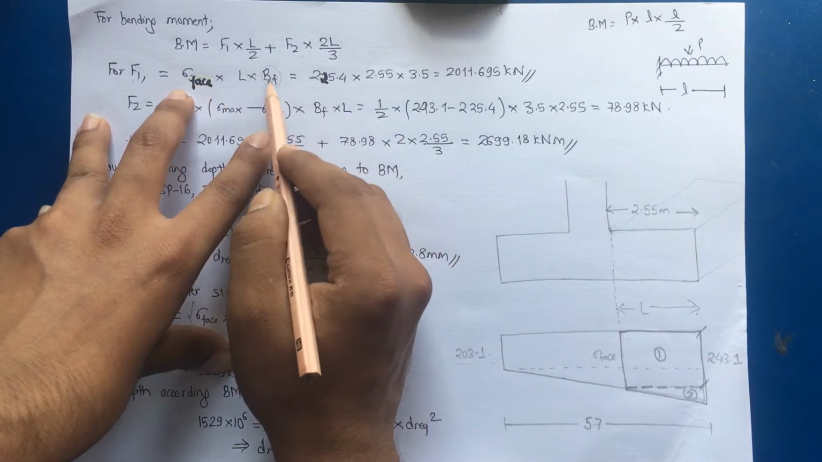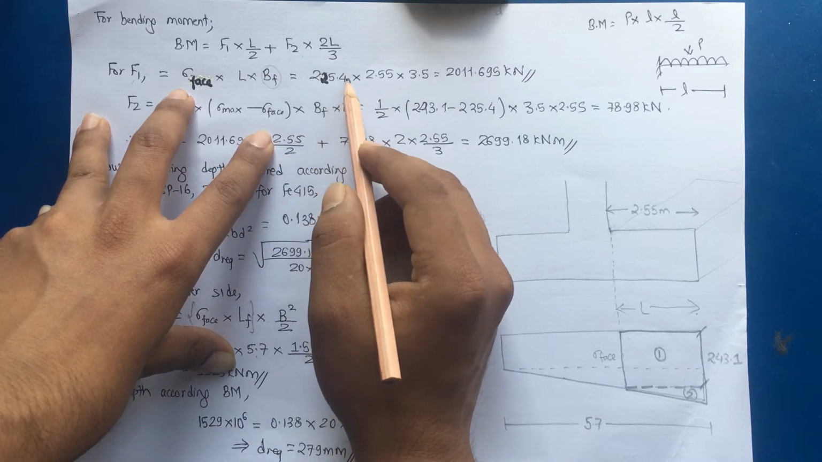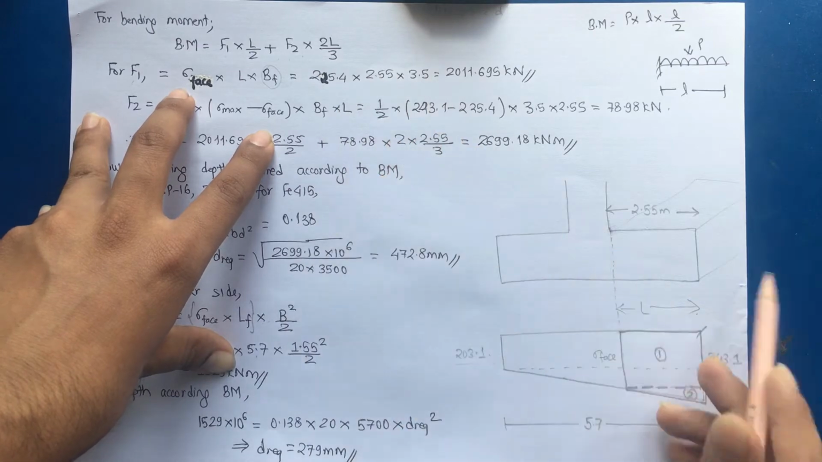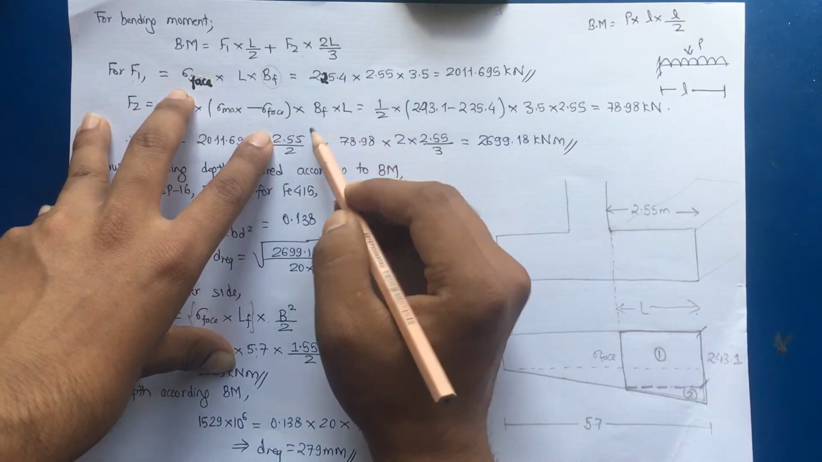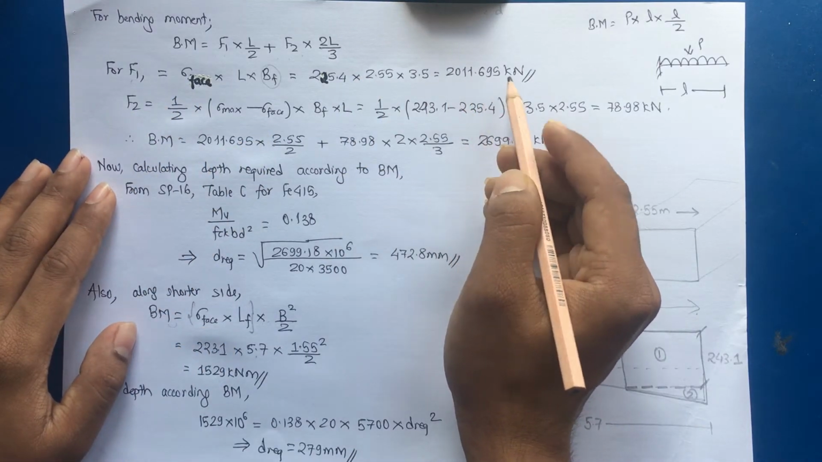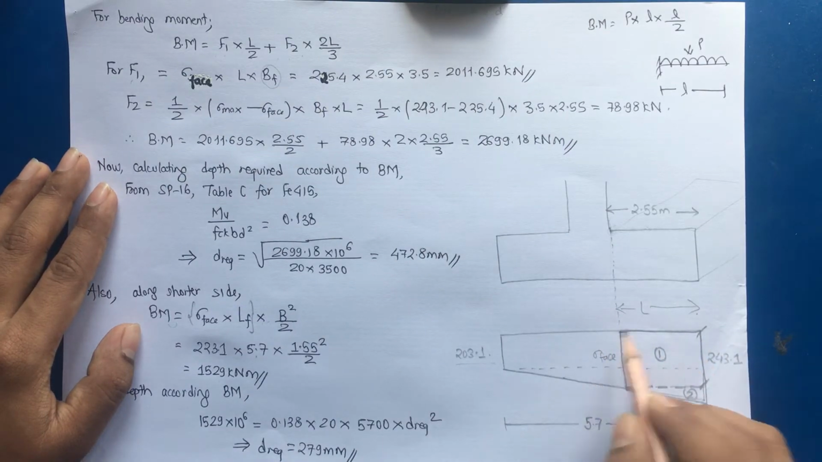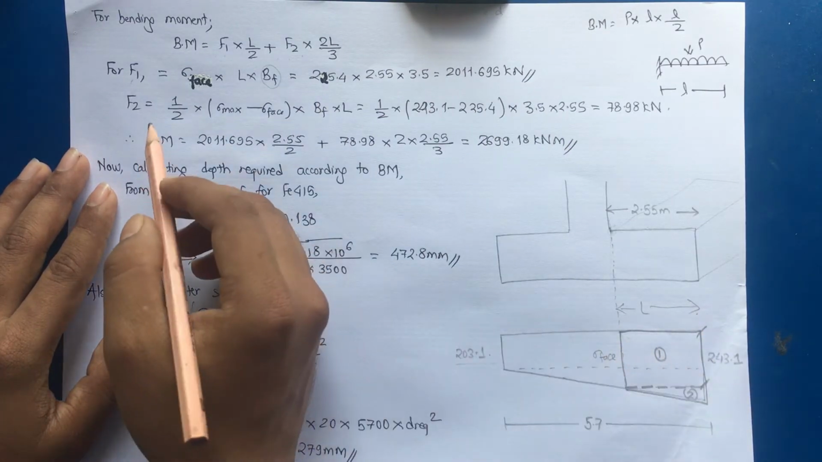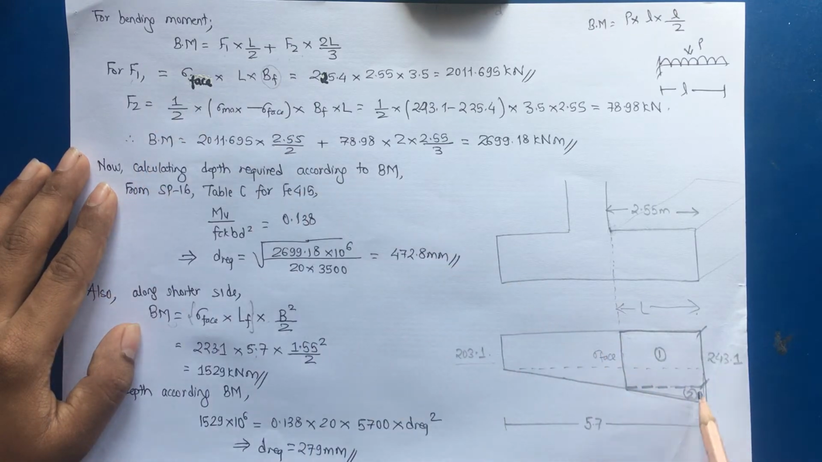So this comes as the force. 225.4 is the sigma face, that is the swell pressure at the face of column, into length of the overhang 2.55 into width of the section 3.5. So this comes as 2011.695 kilonewton. So this is the value of the rectangular section. Now F2, this is basically the triangular portion.